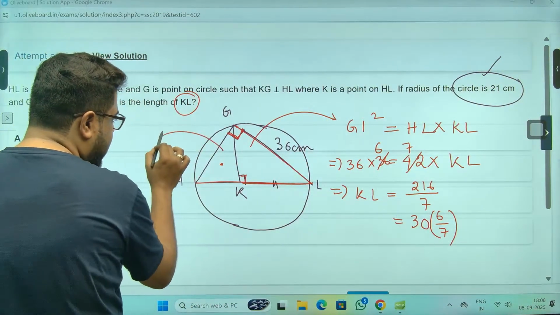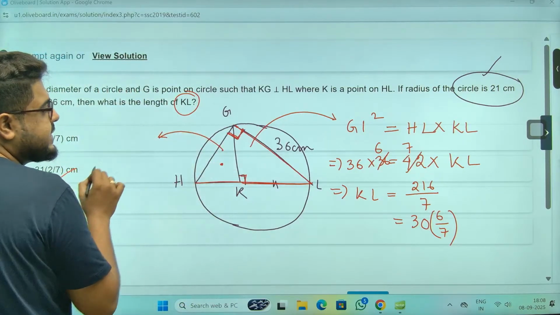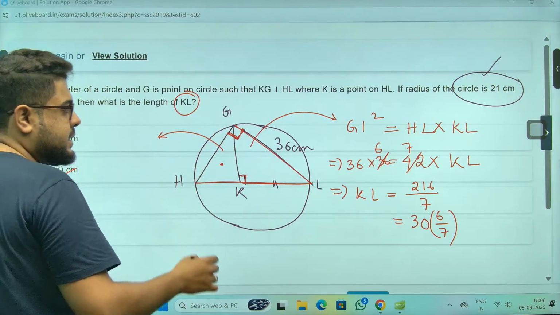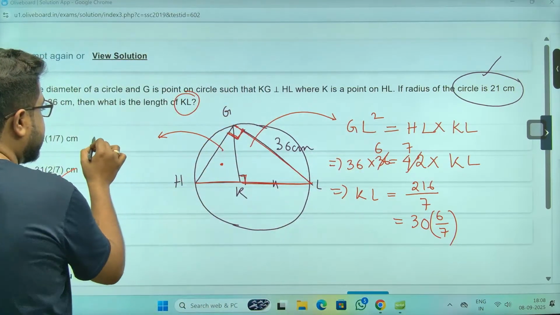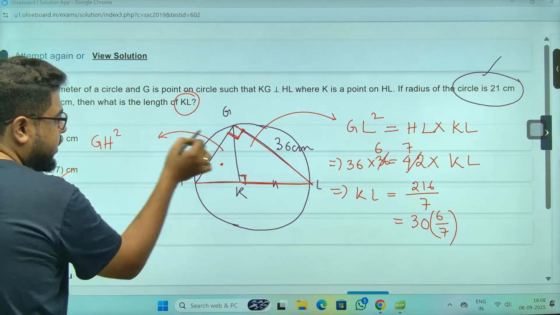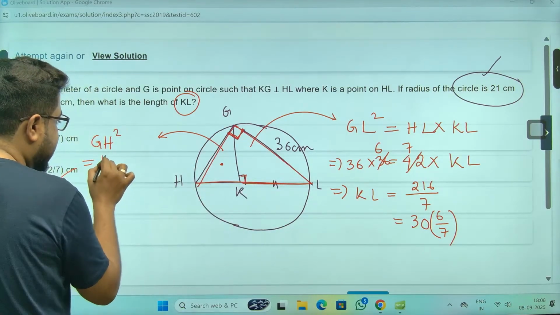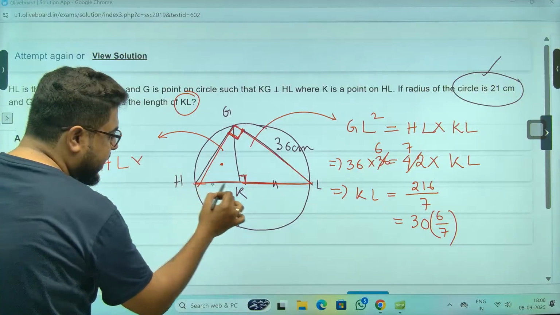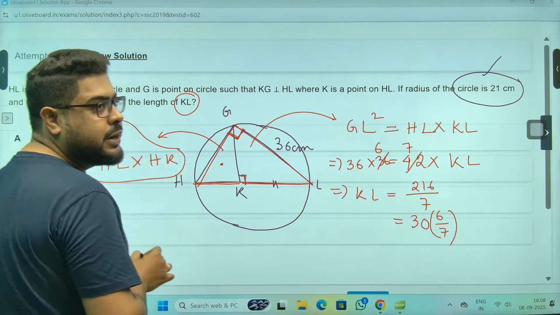Same thing you can do over in this part of the circle. Always remember in this question, this is GL, okay? So the same thing over here, if you write GH square, it will be equal to the whole thing HL square, HL into this part here, HK. These are two properties.